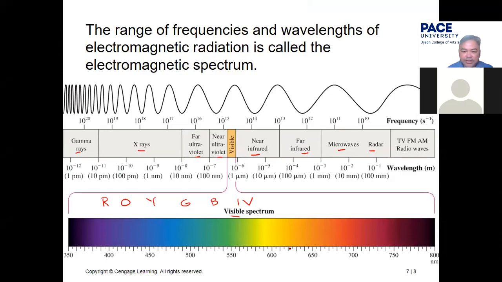What information can we get here? So this red is the longest wavelength, and the violet is the shortest wavelength. Now we can also look at it in terms of the frequency. So this is the one that has the lowest frequency, and this is the one that has the highest frequency. Those are things you may be asked in your chapter quiz.